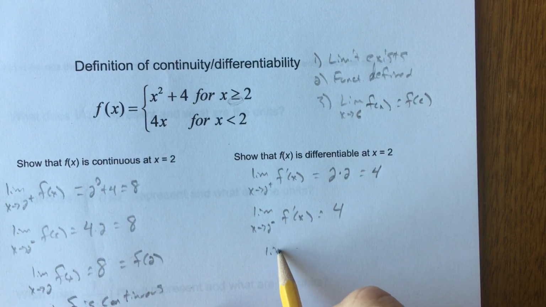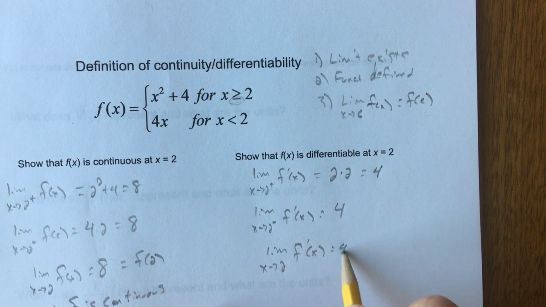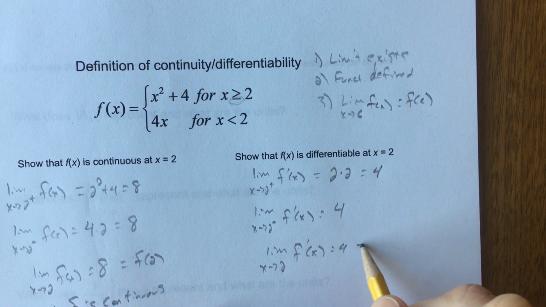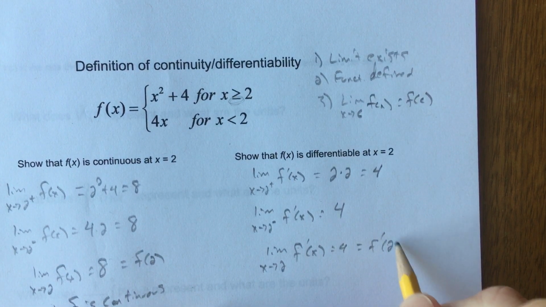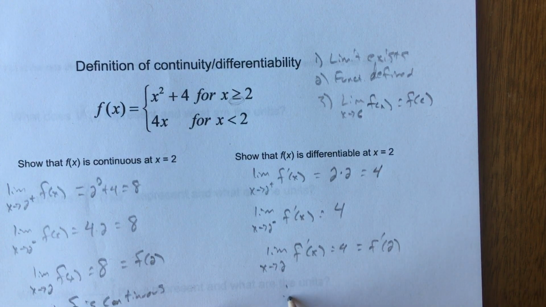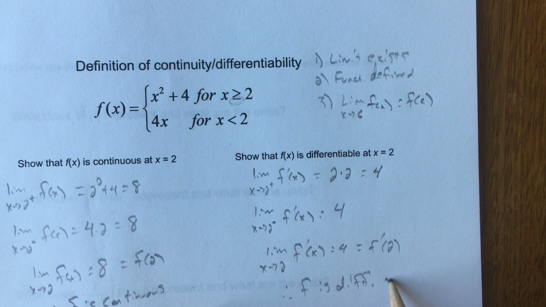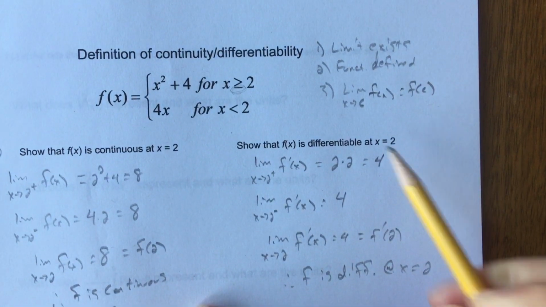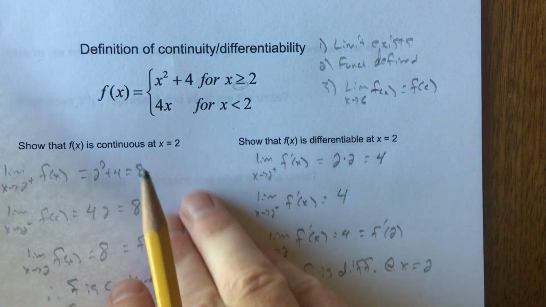So we've got a limit of the full derivative of 4, because we have that agreement there. And that's going to equal f prime of 2, which was also 4. So therefore, f is differentiable at x equal 2. So you're trying to take the derivative of the top, the derivative of the bottom, and see if those match up. That's what we're trying to do on that part.